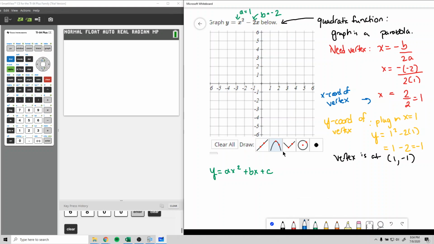Even though I'm not actually using the graphing tool here, I'll explain that in a second. I'm going to plot the vertex. So x is 1, y is negative 1. If I'm doing it by hand, I like to label it with a V to symbolize that it's the vertex. Now when you're using the graphing tool, you want to select this because this is the parabola. It doesn't matter if it's upside down or right side up.